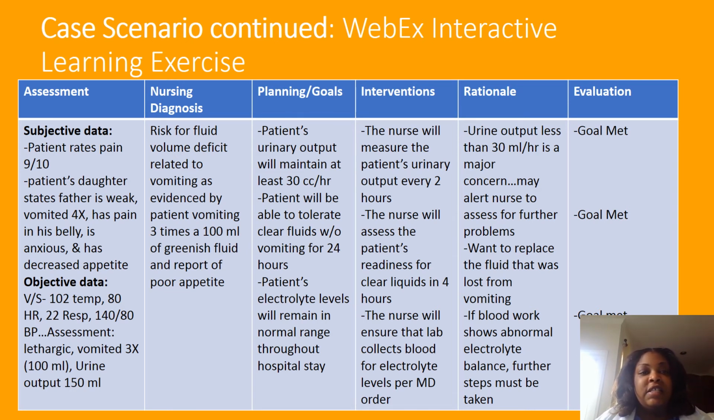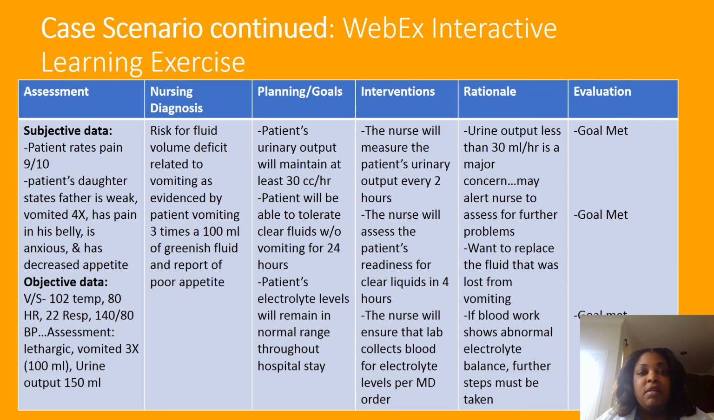So we have for the assessment column, the student wrote subjective data and objective data from the scenario. And the student has the subjective data as what the patient complained of, or what the daughter said was going on with her father, and that's correct. The objective data, the student has listed the nursing assessment as well as the vital signs, and this is correct.